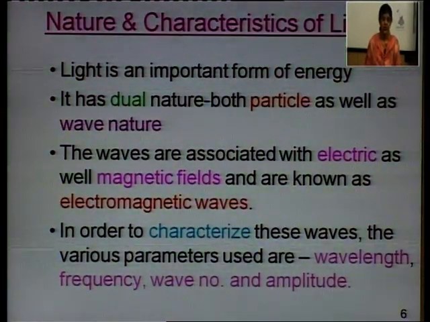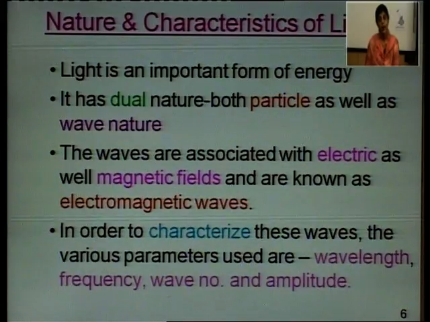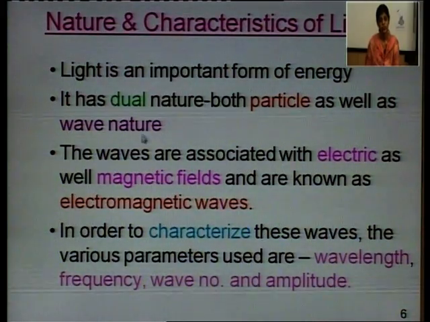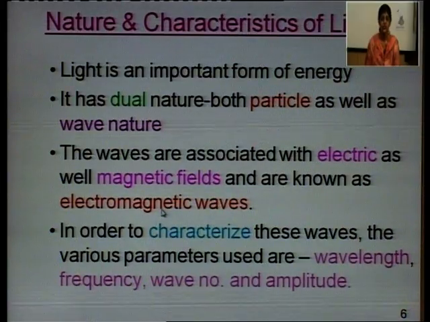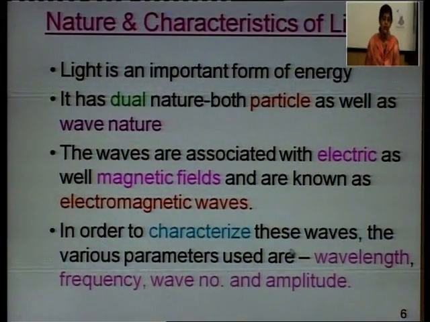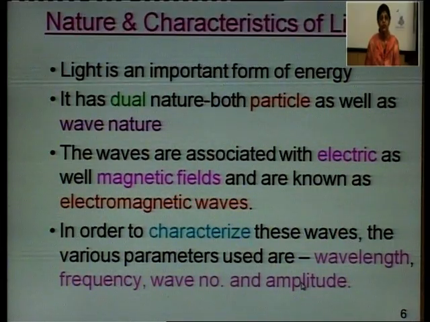So, let us see now. Light is an important form of energy, and it has dual nature, both particle as well as wave nature. The waves are associated with electric as well as magnetic fields, and therefore, these are known as electromagnetic waves. And in order to characterize these waves, the various parameters that are used for studying waves are wavelength, frequency, wave number, and amplitude. So, we will discuss the wavelength, frequency, wave number, and amplitude.